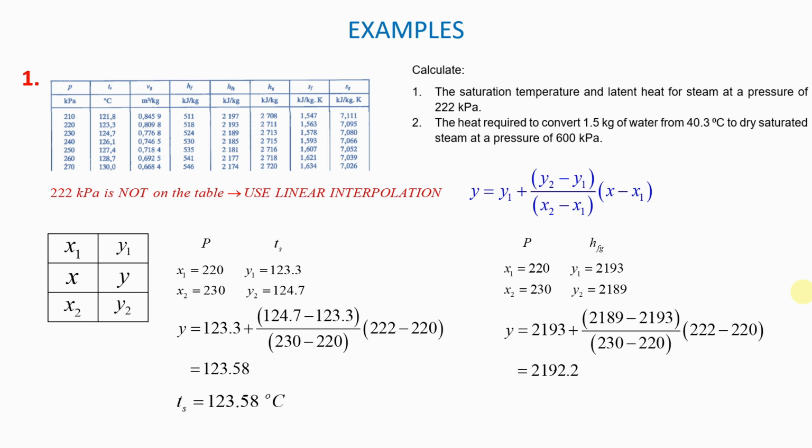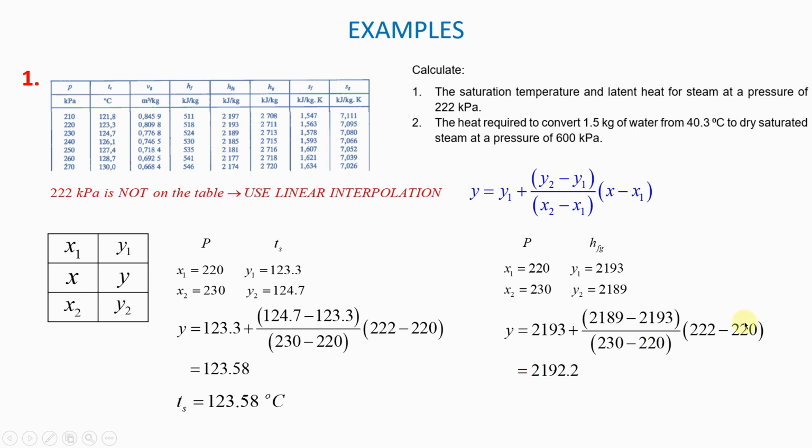And as you can see here, we have Y1, which is 2193, plus Y2, 2181 minus Y1, 2193, divided by X2 minus X1. This is what we have here, multiplied by X minus X1. Again, this X value is the value that you have here for the pressure in between the pressures of 220 and 230, which is 222. Okay, it's in between those two pressures, so that's why we have it in the middle there.